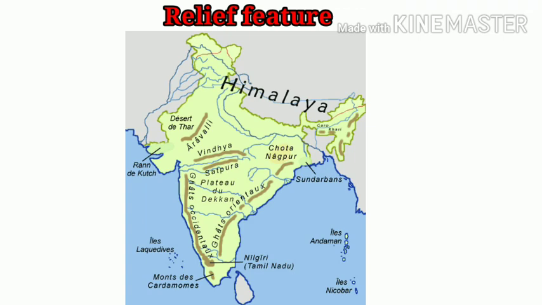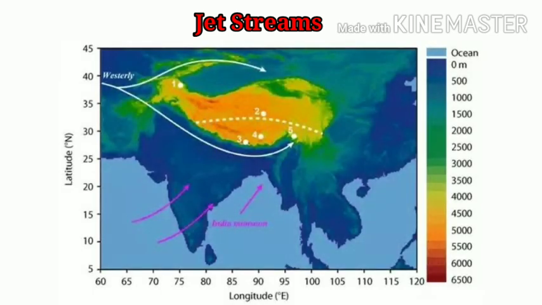Now let's come to the next factor, that is the jet stream. Before starting, you can see the picture on your screen, so look at it properly and listen very carefully. First you should know what a jet stream is. Jet streams are winds that blow high in the atmosphere. They are found in the troposphere, which is the lowest layer of the atmosphere.